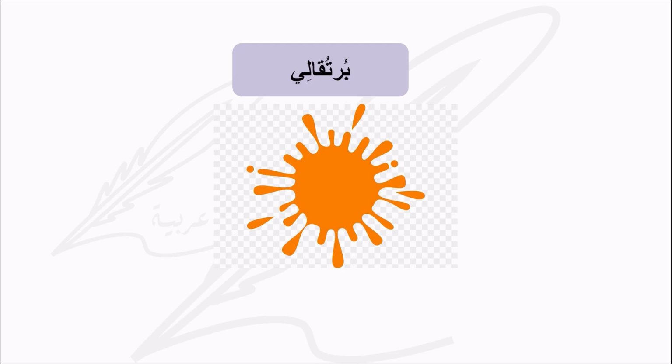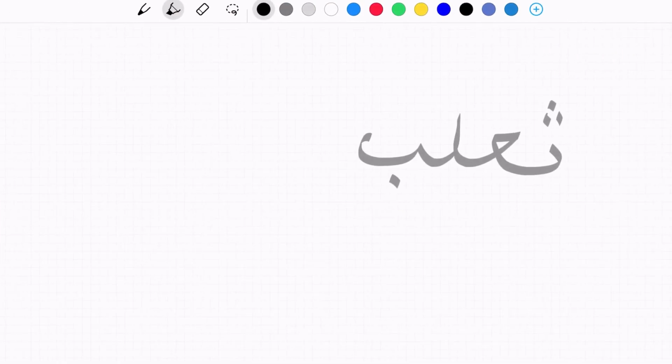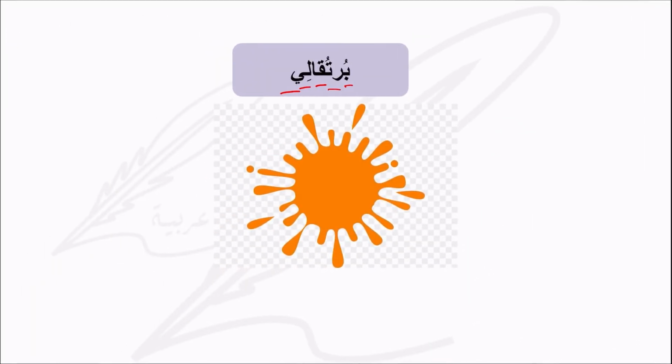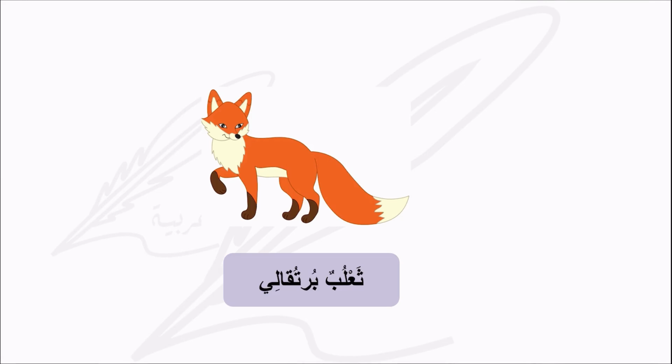Orange in Arabic is برتقالي. Let's write it together. برتقالي. Good job, everyone. So an orange fox is ثعلب برتقالي. Repeat after me. ثعلب برتقالي. Good job, everyone.